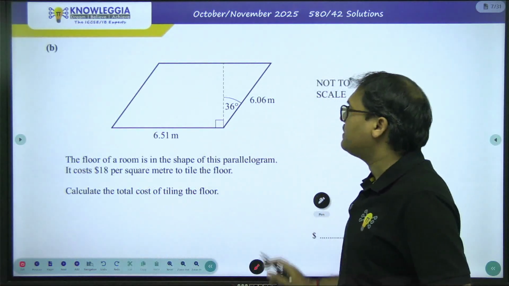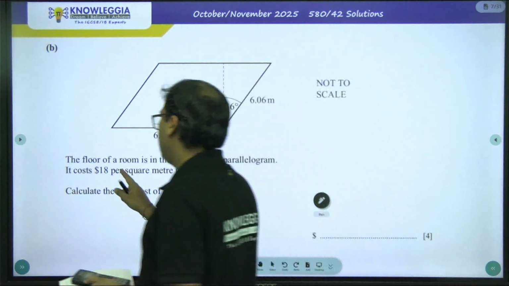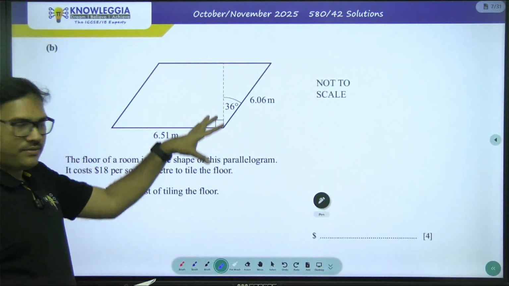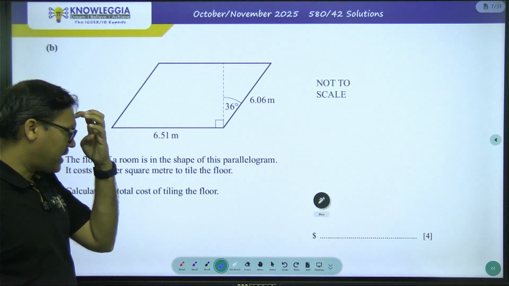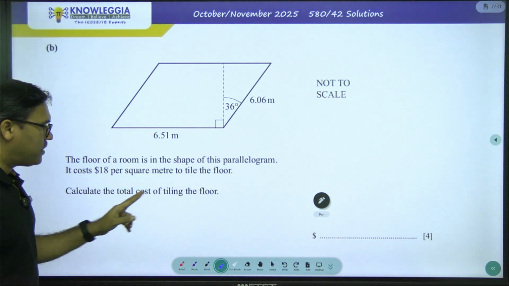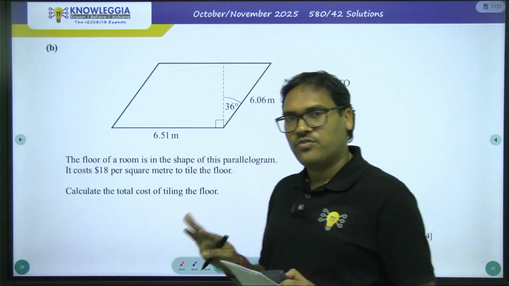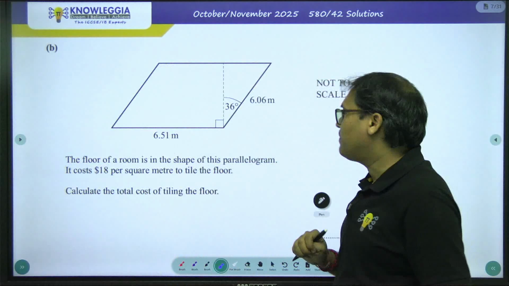The next question, the second part of the question, the floor of the room. The floor of the room is in the shape of this parallelogram. It costs $18 per square meter to tile the floor. Calculate the total cost of the tiling. So basically for the tiling cost, you need to find the area of this parallelogram. Now what is the area of this parallelogram?